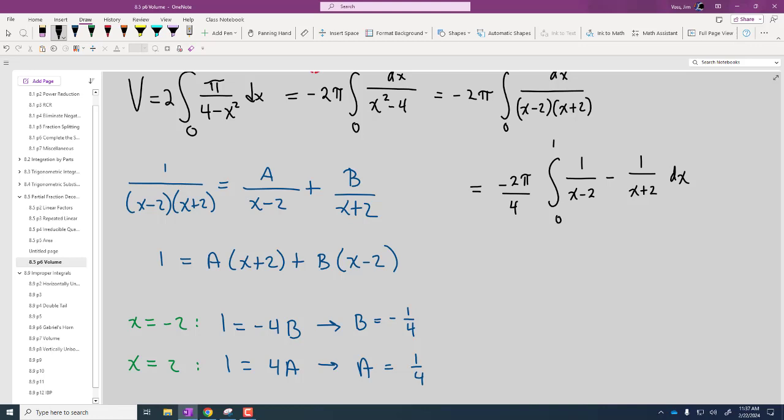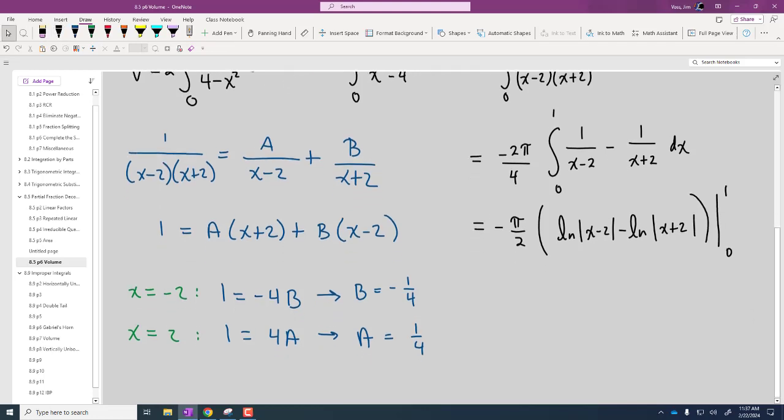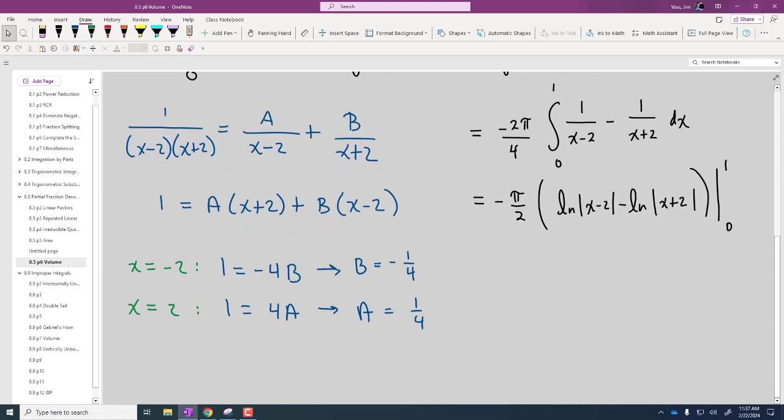So that reduces to negative pi over 2, quantity, natural log absolute value x minus 2 minus natural log absolute value x plus 2 on the interval 0 to 1. So now we substitute. So negative pi over 2. Plug in 1.